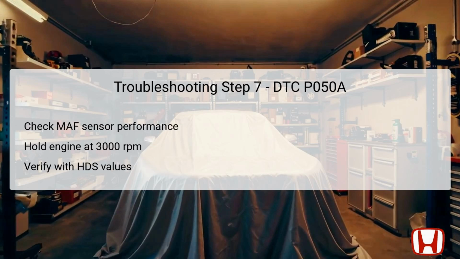In step 7, the MAF, mass airflow sensor performance needs to be assessed. Start the engine and maintain an engine speed of 3,000 RPM without load, allowing adequate airflow through the engine. Monitor various parameters with the HDS as the radiator fan activates. While holding the engine speed for 30 seconds, check that the values returned by the MAF sensor fall within the specified range of 7.0 to 8.6 grams per second, g/s.